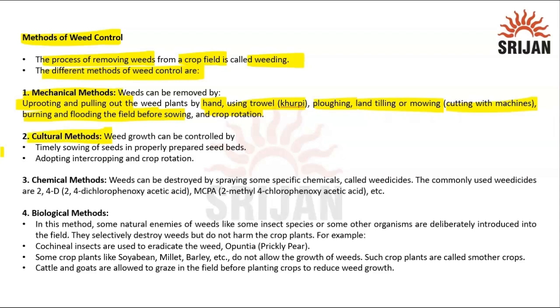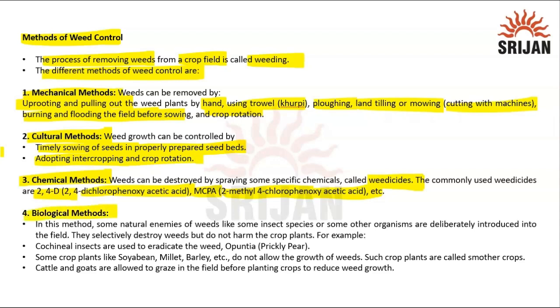Then there are cultural methods as well, such as timely sowing of seeds in properly prepared seed beds. Again in this case, plowing plays a very important role. Or you can adopt different cropping methods like intercropping, crop rotation or mixed cropping. Then you can also utilize chemical methods. There are certain chemicals which can actually kill the weeds, and those are called weedicides. Examples are 2,4-D, which is 2,4-dichlorophenoxyacetic acid, or MCPA, which is 2-methyl-4-chlorophenoxyacetic acid. These are very common chemicals present in the market and used as weedicides.